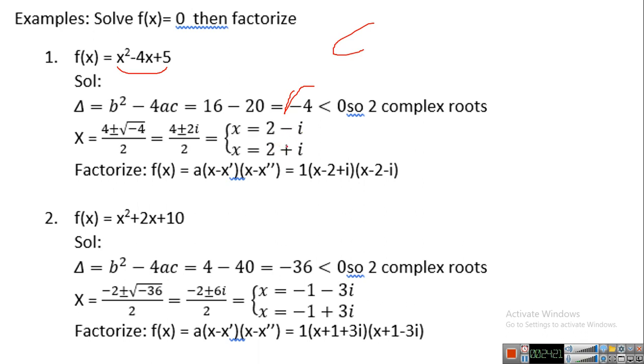If you want to factorize it as we did in grade 10, f of x equals a, here a is 1, you bring everything to that side, and you're going to get (x minus 2 plus i)(x minus 2 minus i). For the second one, if you want to solve, you do delta, b squared minus 4ac, so 4 minus 40, minus 36. So two complex roots, minus b plus or minus radical delta over 2a, radical minus 36 is 6i. You have these two roots and you can factorize it the same.